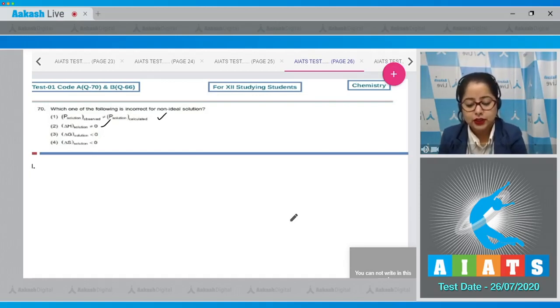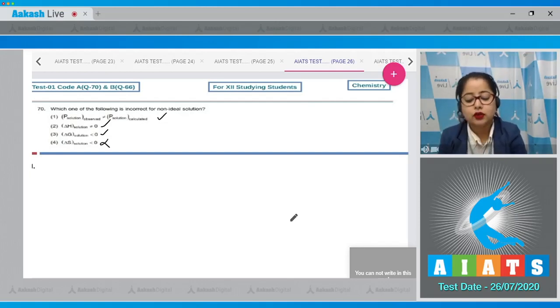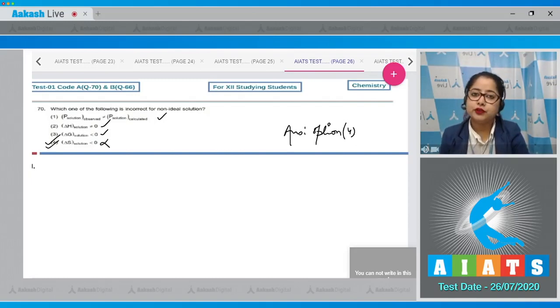Moving to next, delta G of solution less than 0. Student, this is also correct, as for ideal as well as non-ideal solution, the value of delta G is negative, that is less than 0. Moving to last, delta S of solution less than 0. Student, this is an incorrect option, as for ideal as well as non-ideal solution, the change in entropy will increase. As a result, we can say that the delta S for solution is greater than 0 for ideal as well as for non-ideal solution. That means the correct option for this question is option number 4. So I'm writing answer is option number 4. Moving to next question, students.